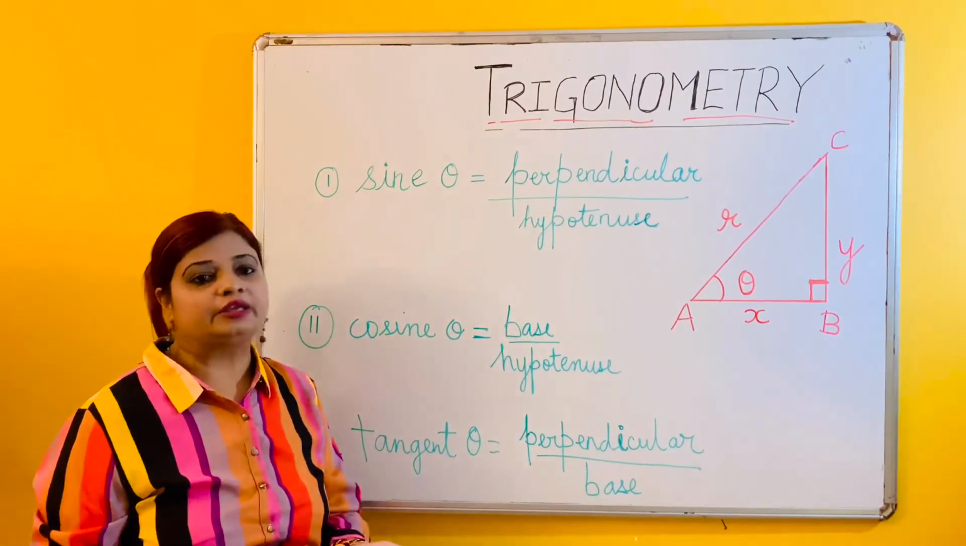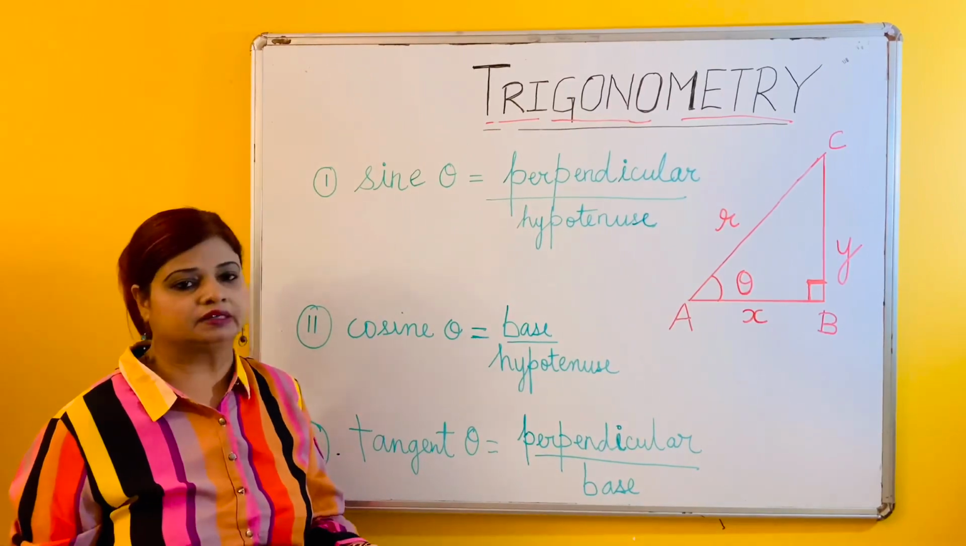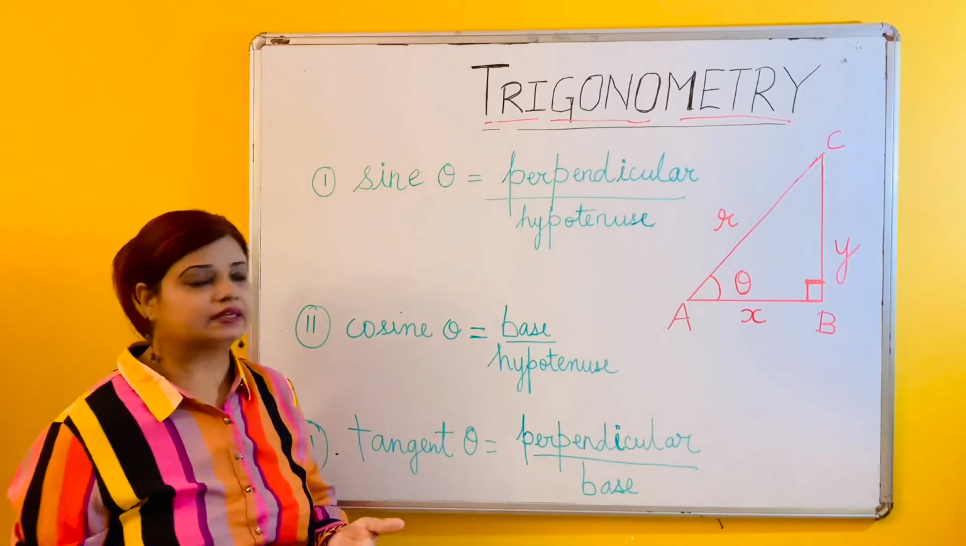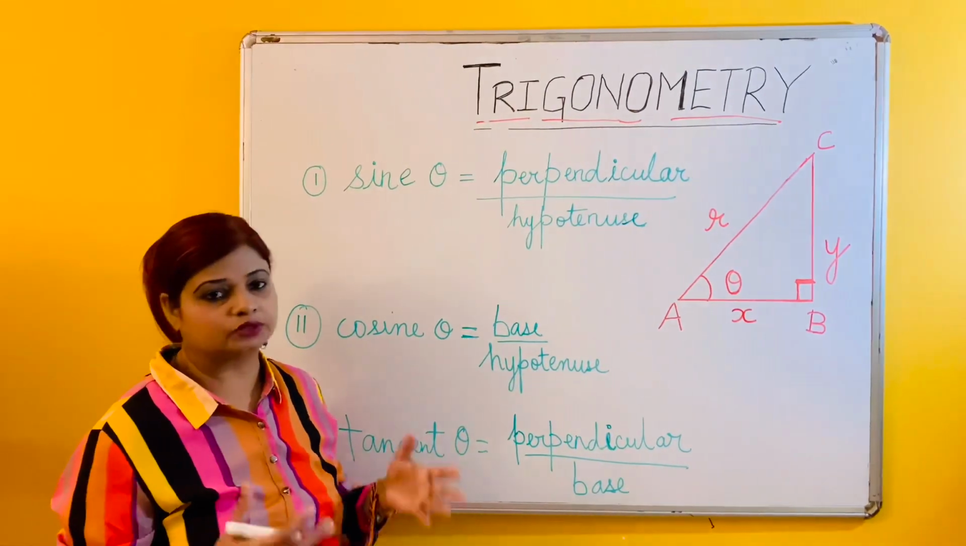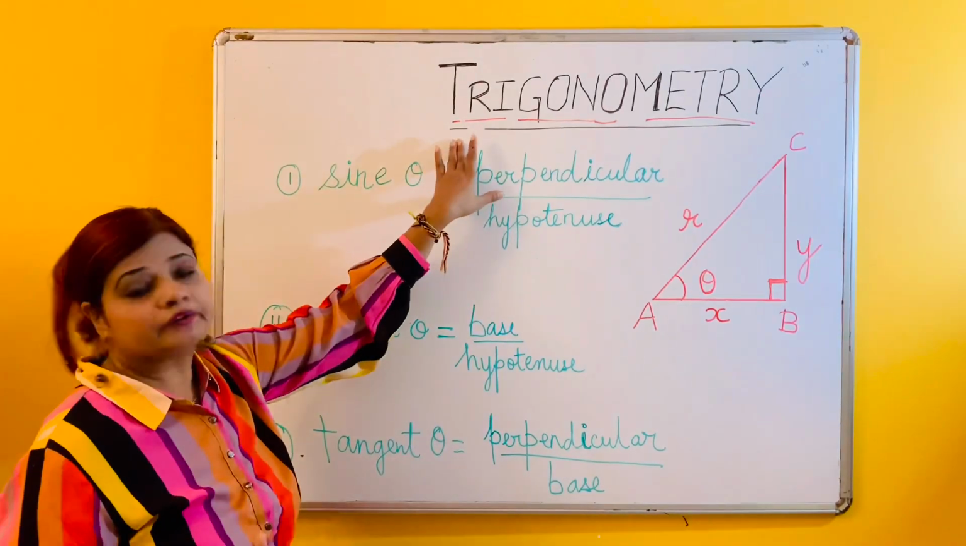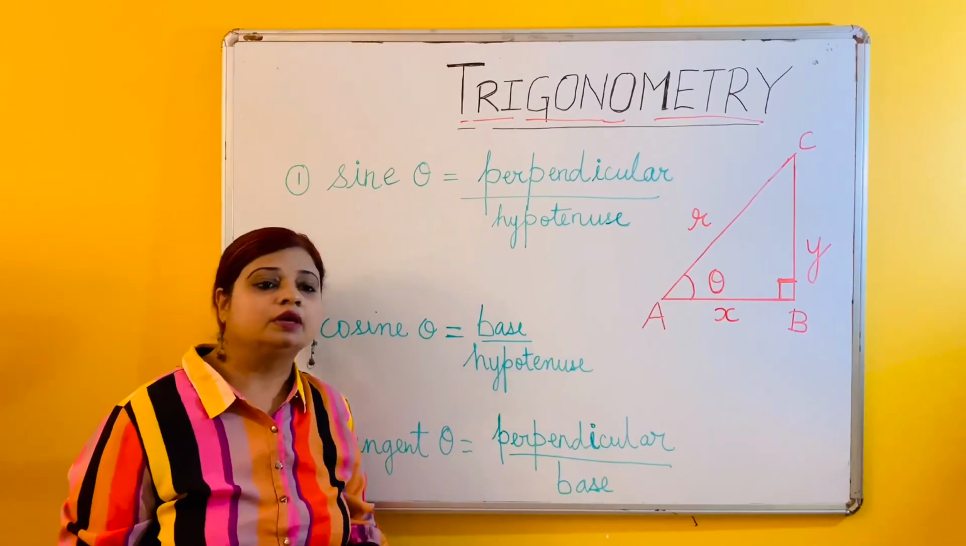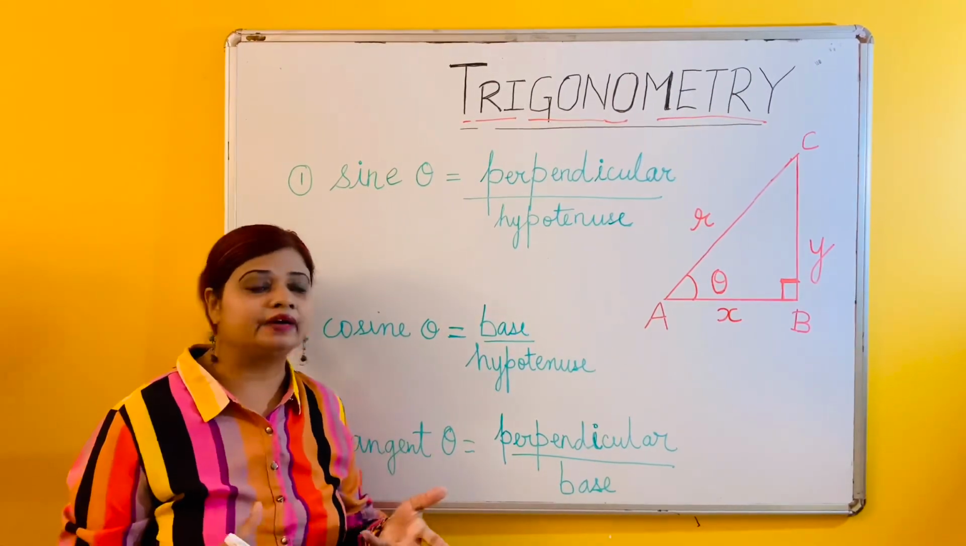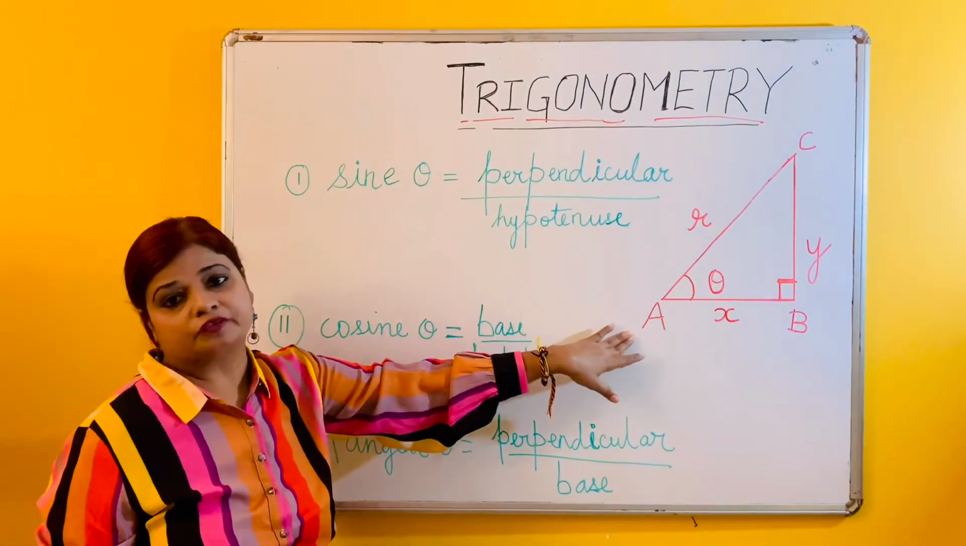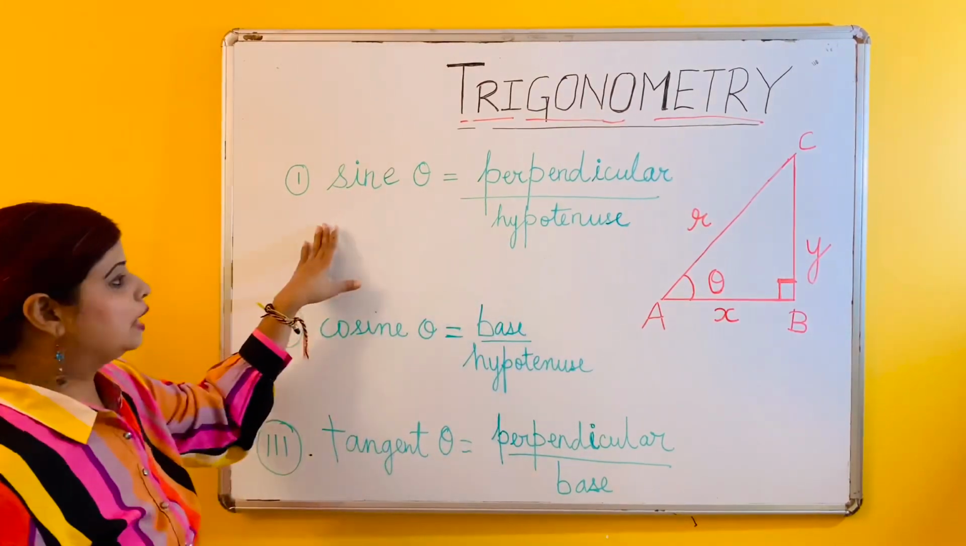If any two sides are given, we can find the third side, or if the angles are given, we can find the sides. So this is all related to trigonometry. We will be dealing with problems where we can find any of the measurements of a triangle. Okay, so now let's start.